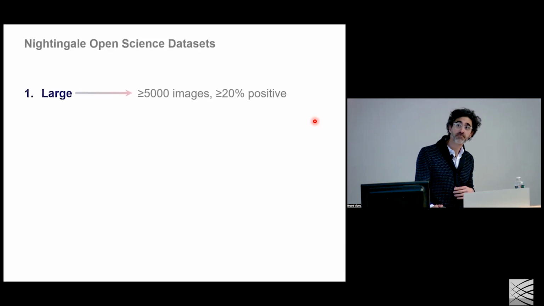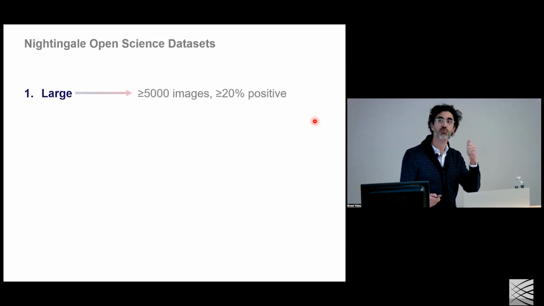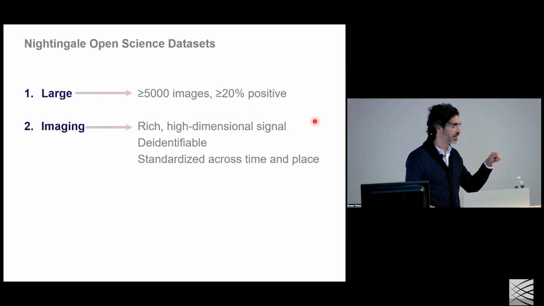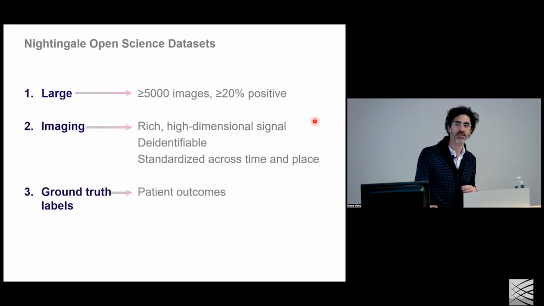The types of data sets that we have on there are large. They're image-based, because images are super interesting: they're also de-identifiable under HIPAA, and they are pretty standardized across time and place. So I think they have a lot of good ingredients, and they make it easy.